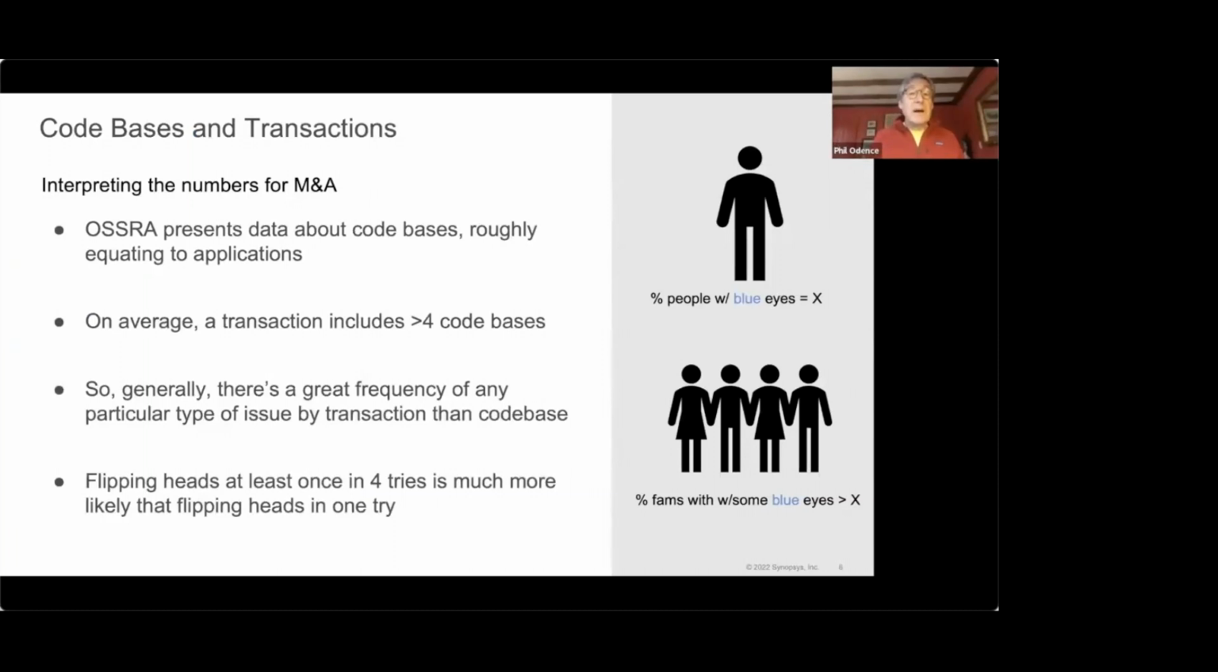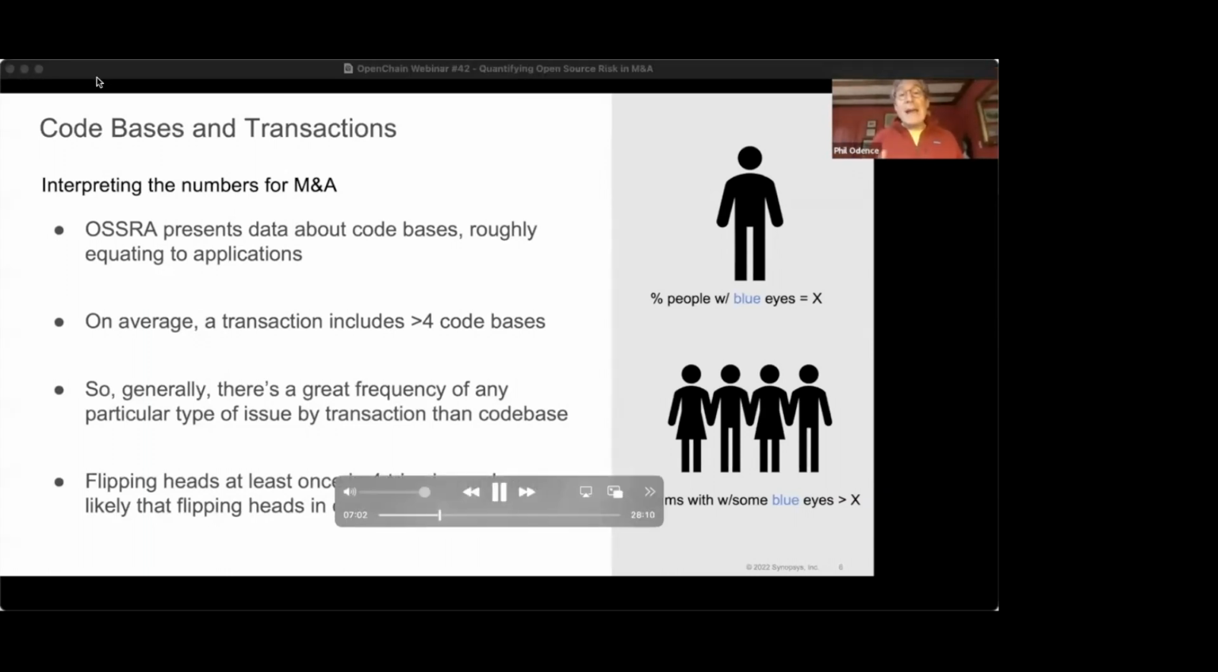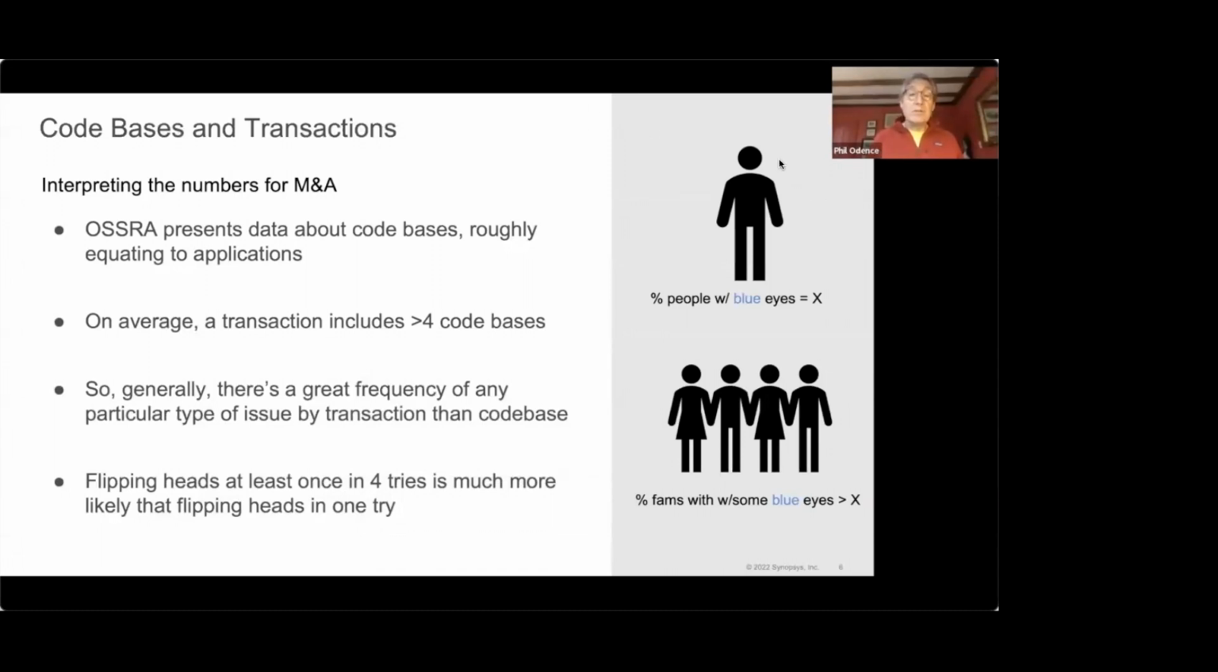As I say, the report presents data about code bases, which is roughly equal to applications. What happens is we get into it with a target in an M&A transaction. We figure out how to logically break up all the code that comprises their products or is the basis of their services, and it's a pretty reasonable analogy to think of code bases as applications. But on average, every transaction we're involved with includes 4 code bases, or actually a little more than 4 code bases.